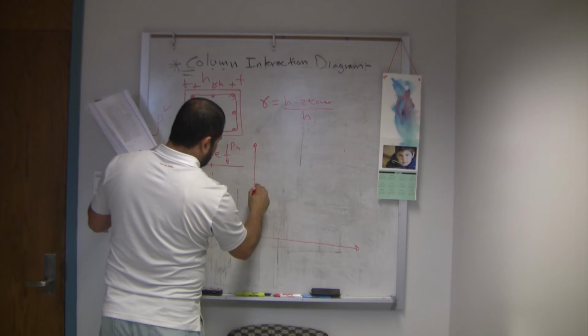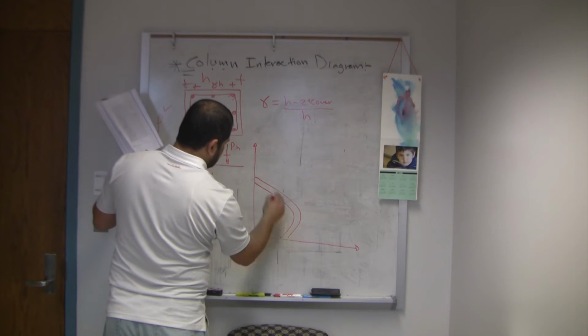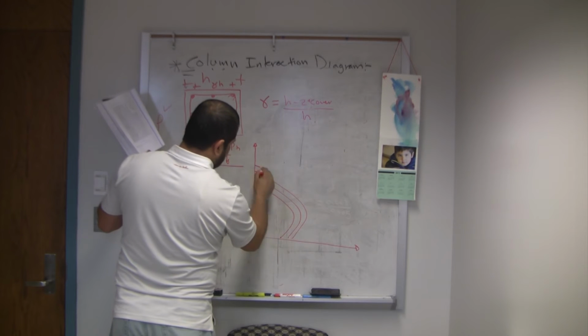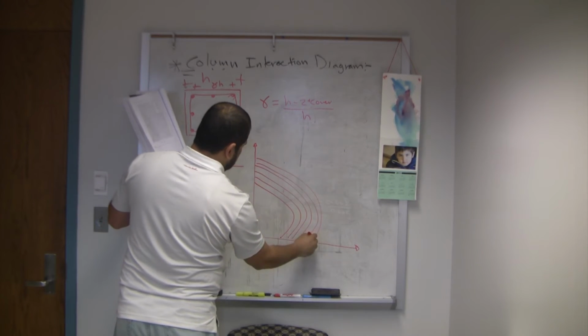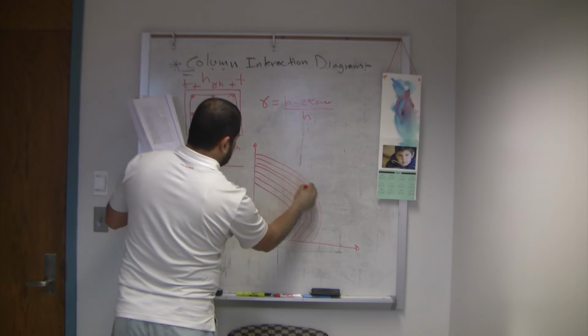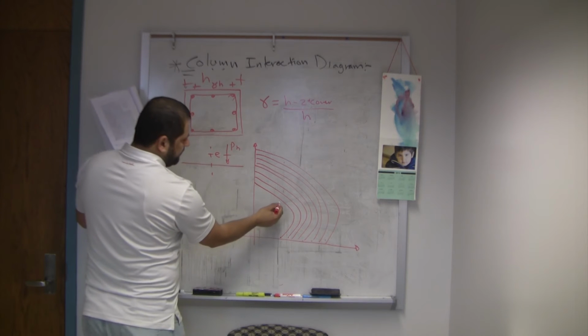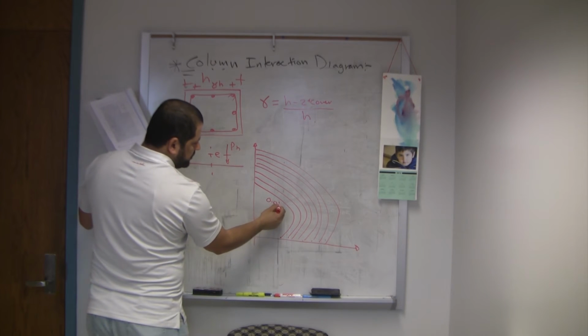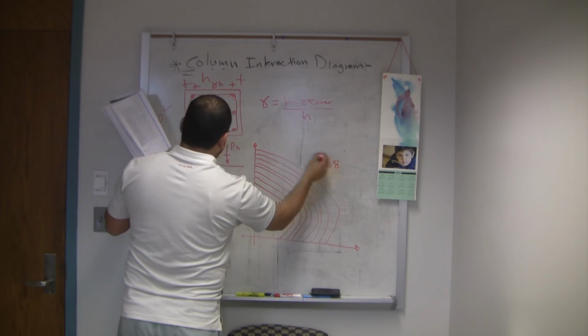So this is the first one, second one, third, fourth, 5, 6, 7, 8. The first one is for rho equal 0.01, which is rho minimum, and the last one is for 0.08.